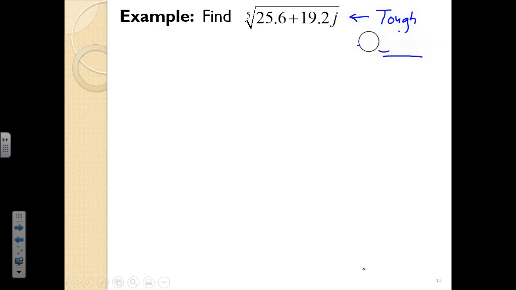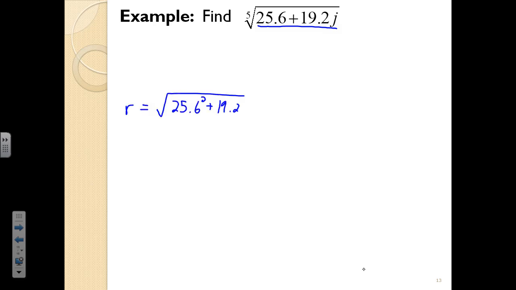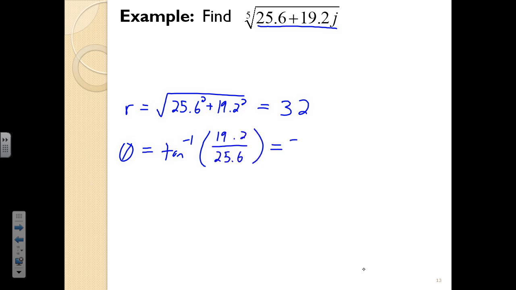This is good stuff. But enough about that. Let's get going. Okay, you remember what we've got to do? The first thing we have to do is put this thing in polar form. Take a minute and write 25.6 plus 19.2j in polar form. Okay, when you do that, you should get a magnitude of 32 and a direction of 36.87.